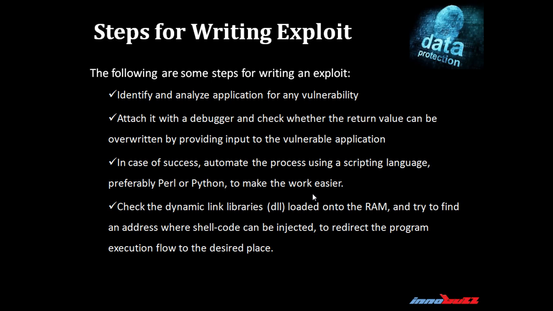Next, attach it with a debugger and check whether the return value can be overwritten by providing input to the vulnerable application. Next, in case of success, automate the process using a scripting language, preferably Perl or Python, to make the work easier. And the final step would be to check the dynamic link libraries loaded onto the RAM and try to find an address where shellcode can be injected to redirect the program execution flow to the desired place. This, by no means, is a detailed process, and the steps may have several divisions, but the overall process can be summed up as such.